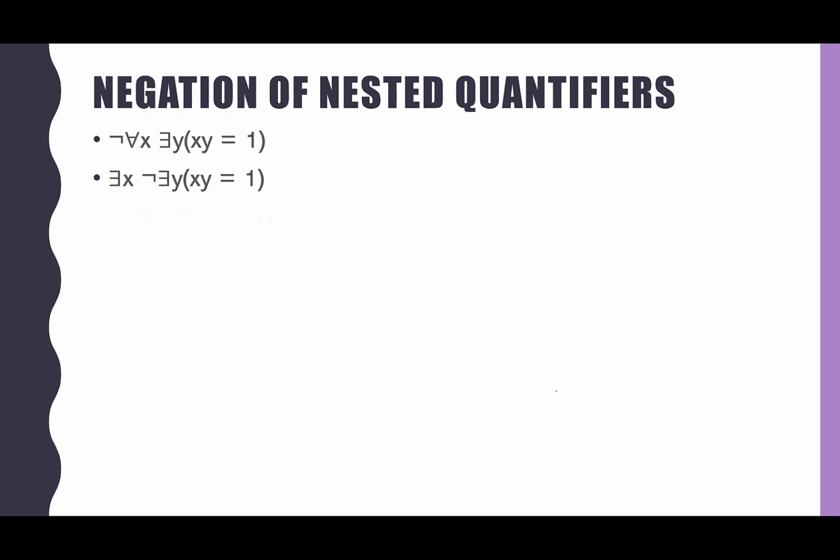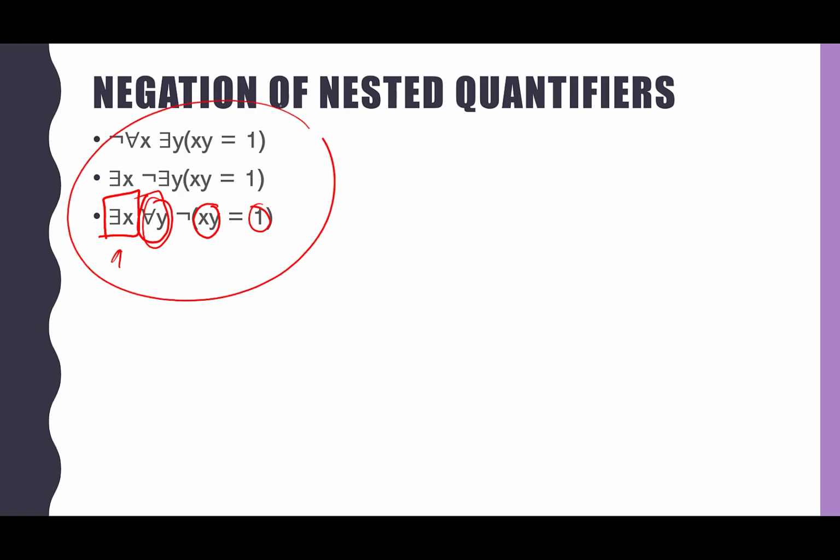I can further negate it with De Morgan, and I get this. Again, I move the line and I flip the sign. So now I'm claiming this. There exists some x such that for every y in whatever the domain is, numbers probably, it is not the case that if I multiply that x and all of the y's that I'll ever get a 1. These are all saying the exact same thing.